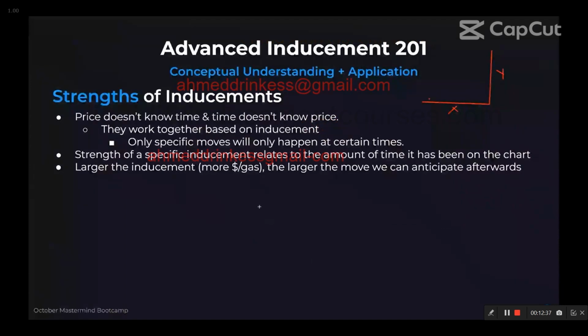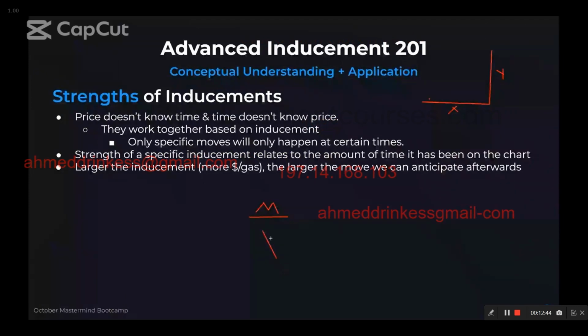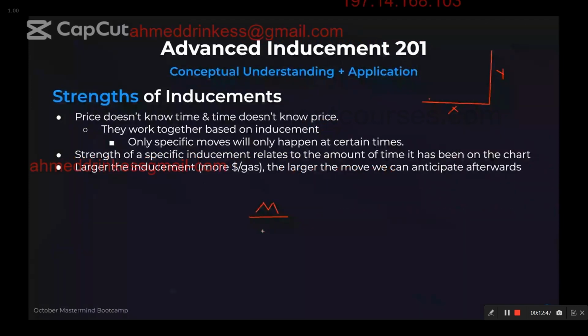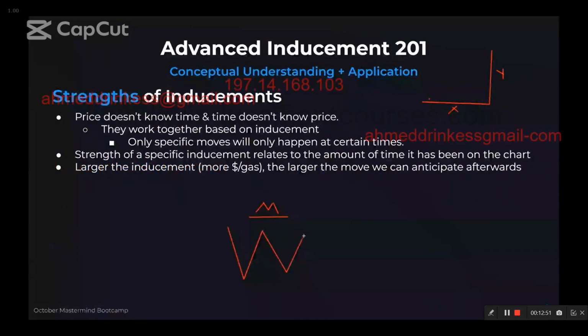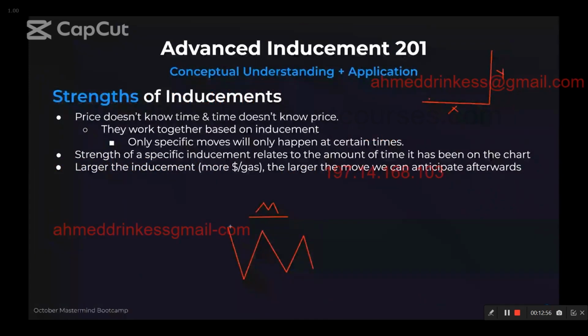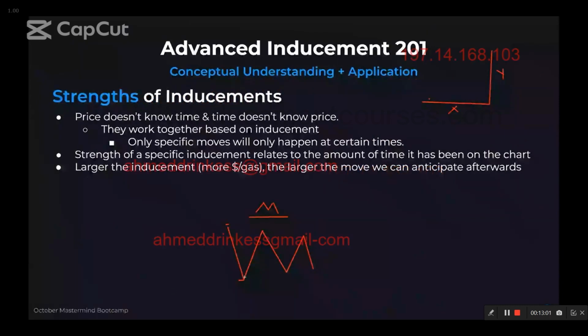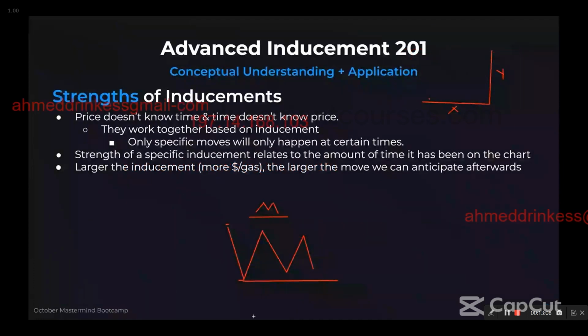Case in point. If we're on a monthly chart, the GU, for example, this is our monthly chart. Where is our monthly inducement? We have a lower high, lower low. This didn't make one. This was our lower low. This monthly inducement has been laying on the charts for 20 plus years. So we need to think about it.